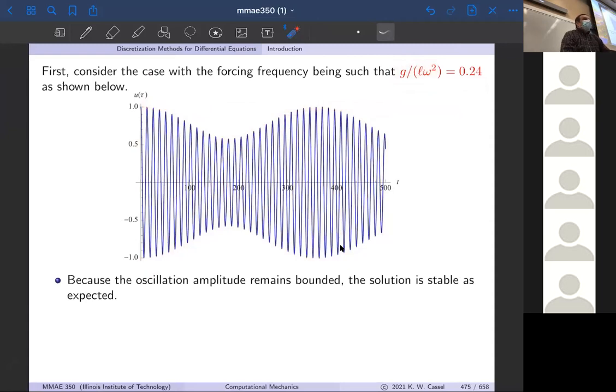Okay, well that makes sense. So again, it's wobbling back and forth. And now the upward motion forcing, all it's doing is causing this modulation, but it's still stable because the overall amplitude is bounded. It never starts just going crazy.